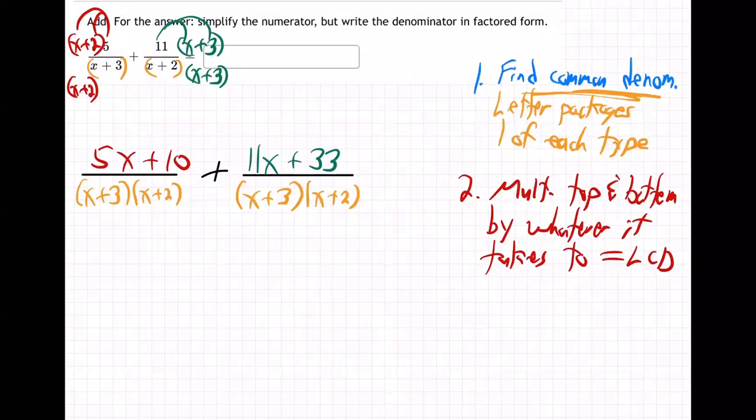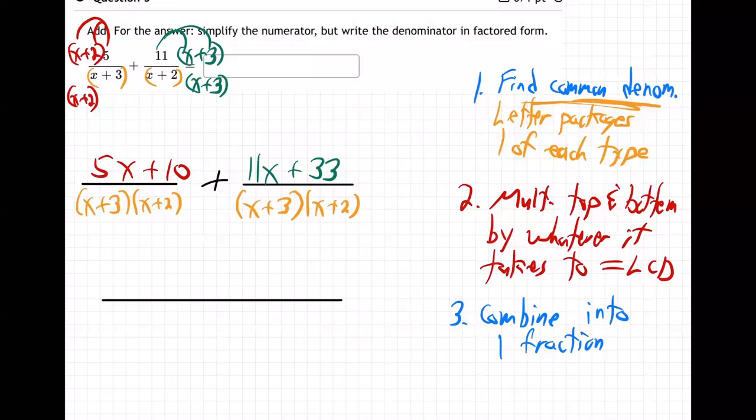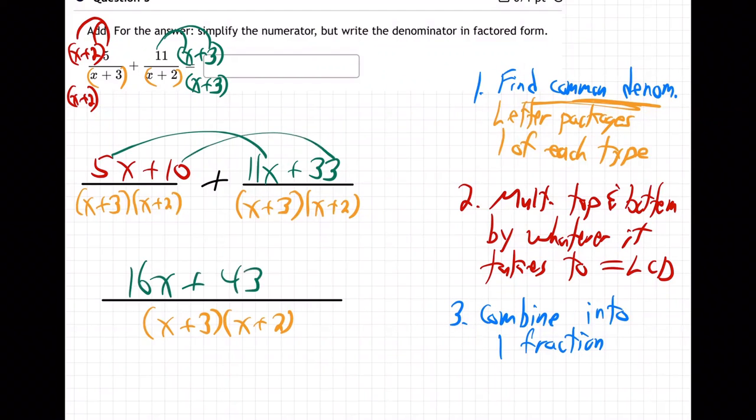And now, step 3. Now that they have the same denominator, notice, we combine into one fraction. So we're going to combine these guys into one fraction. And they're going to have the common denominator x plus 3, x plus 2. So let's combine them. So it's 5x and 11x. What's that? 16x plus 10 and 33 is 43. Like that.